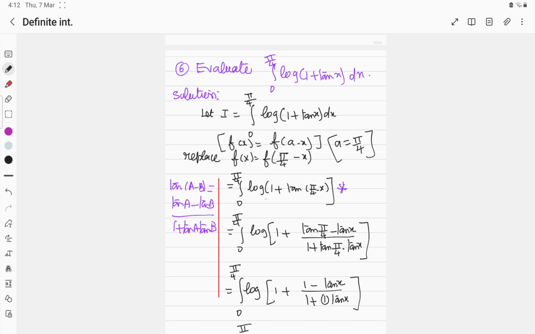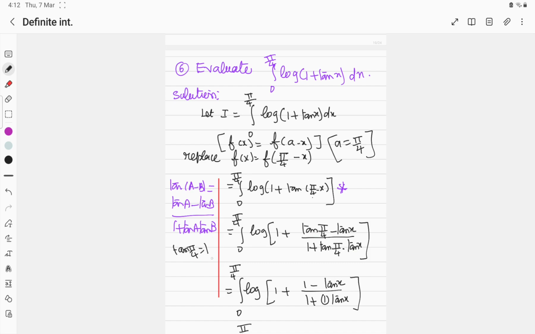Therefore, the integral from 0 to pi by 4 of log(1 plus tan(pi by 4 minus x)). Here, tan(pi by 4 minus x), that is tan of a minus b. Tan(a minus b) is equal to, we know that, (tan a minus tan b) by (1 plus tan a tan b). Like that, a here is pi by 4, b here is x. Then, we know that tan pi by 4 is equal to 1. So, using this value, we get log(1 plus (tan pi by 4 minus tan x) by (1 plus tan pi by 4 tan x)).